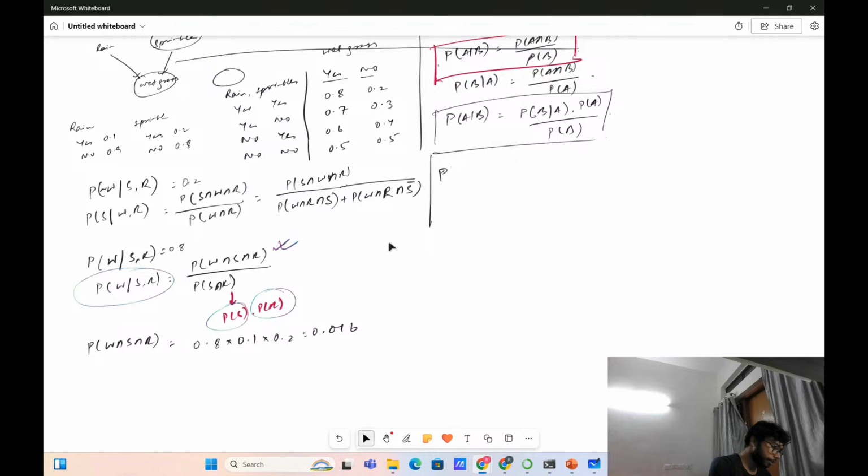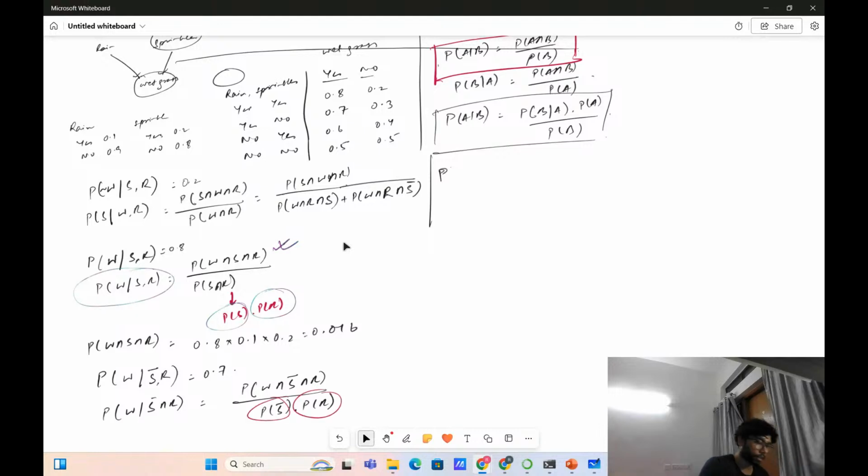So let's see which one is the easy way. The easy term is, again, we know W given not S and R. What is the probability? From the table, read me this value. Wet grass given not sprinkler and rain. What is this value? 0.7. Okay. Then again, simply we expand this using conditional probability: W intersection S bar intersection R divided by P of S bar times P of R. So again, we know these circled values. We have to calculate this value, right?